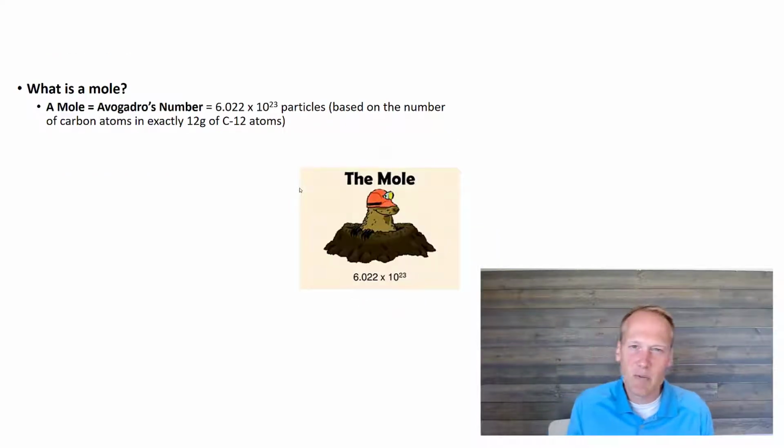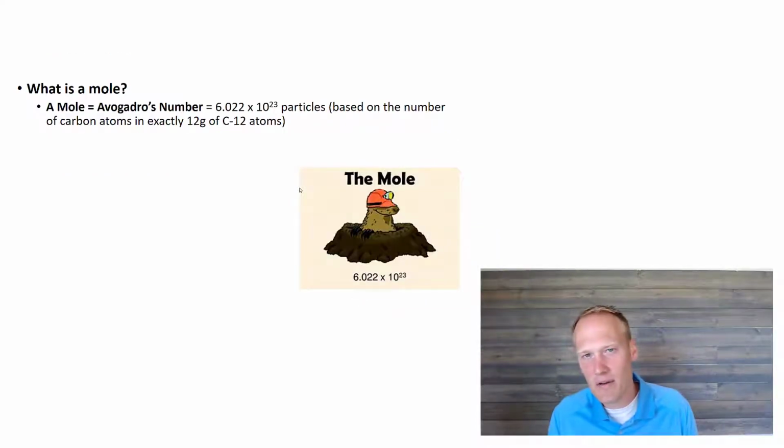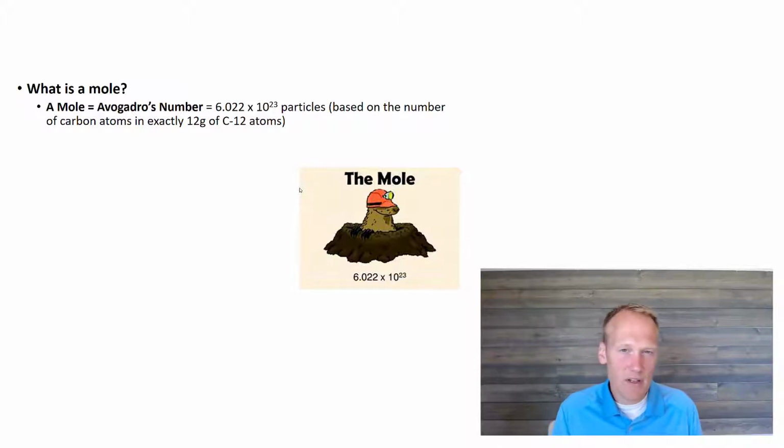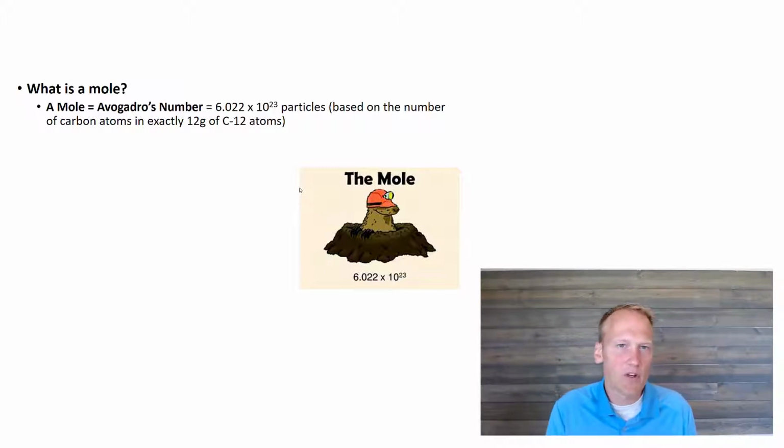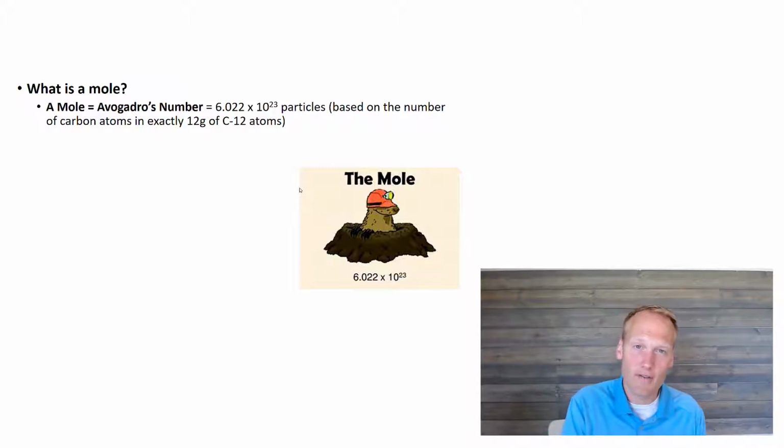So where does this 6.022 times 10 to the 23rd number come from? It comes from a guy named Avogadro. We actually call this Avogadro's number. It's based on the number of carbon atoms in a 12-gram sample of carbon-12 atoms. Why do we use a 12-gram sample? Well, because that's the atomic weight or atomic mass of carbon. And so if we use the atomic masses of all these elements, hopefully we should get 6.022 times 10 to the 23rd atoms in all of those samples.